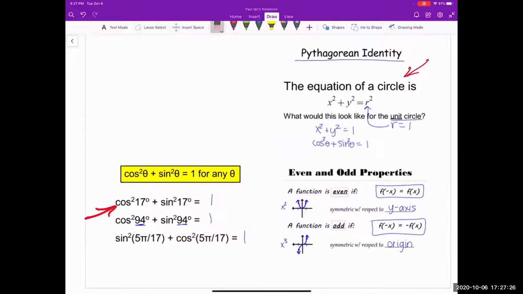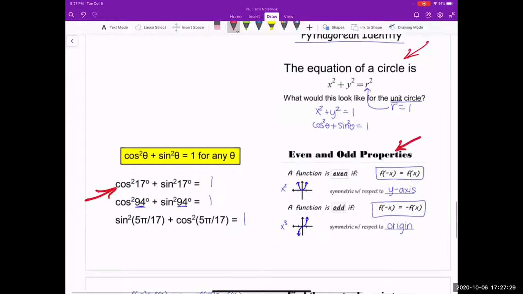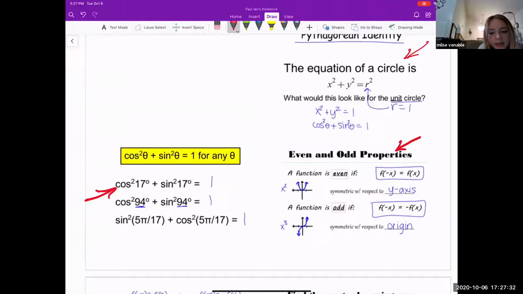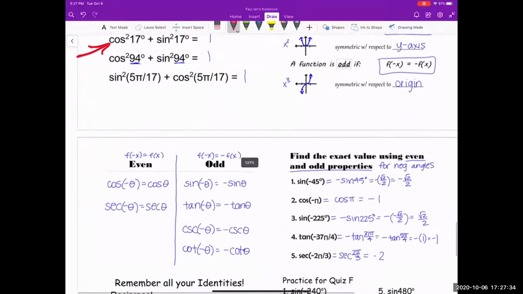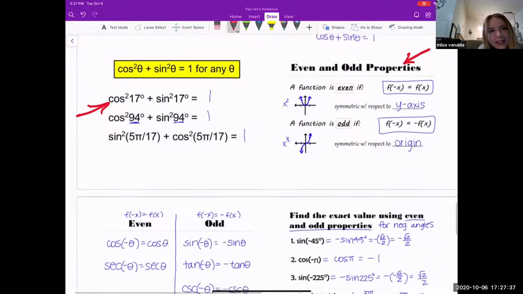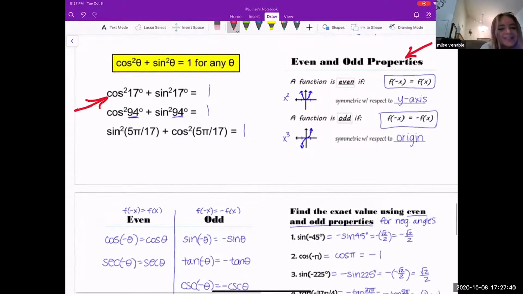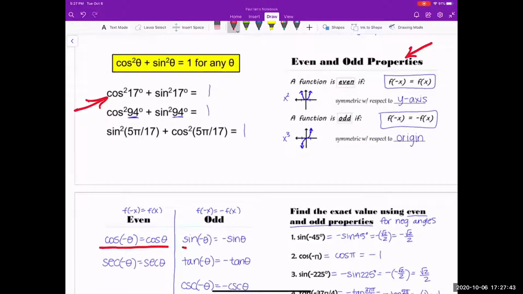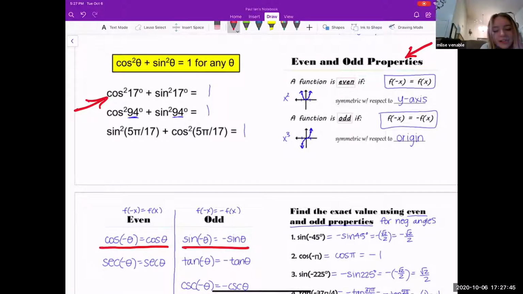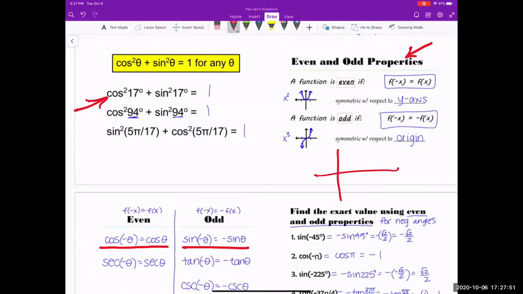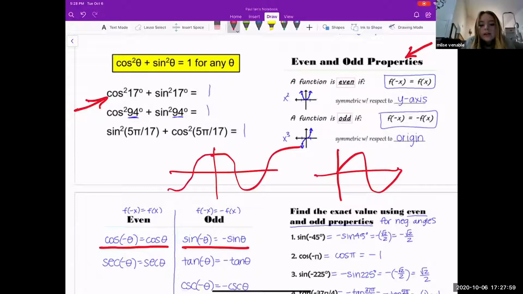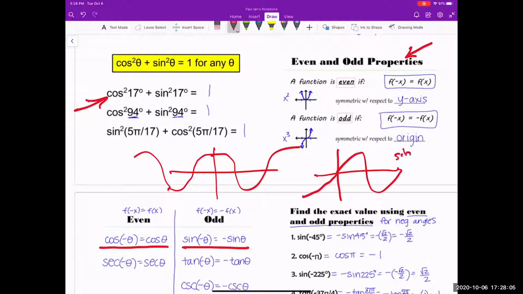What about these even and odd properties? Oh, that's kind of weird to me. Is it cosine that is even, or is it sine? Cosine is even, sine is odd. Okay. The reason why is because of their graph. You just have to remember it that way because of the graph. You have this one, and then you also have this one. Okay, that makes more sense now. Yeah, because of the graph, and I think this is the cosine one.